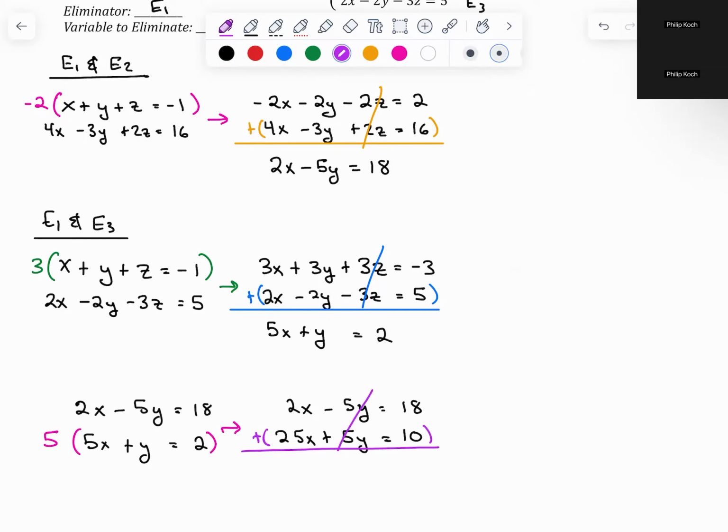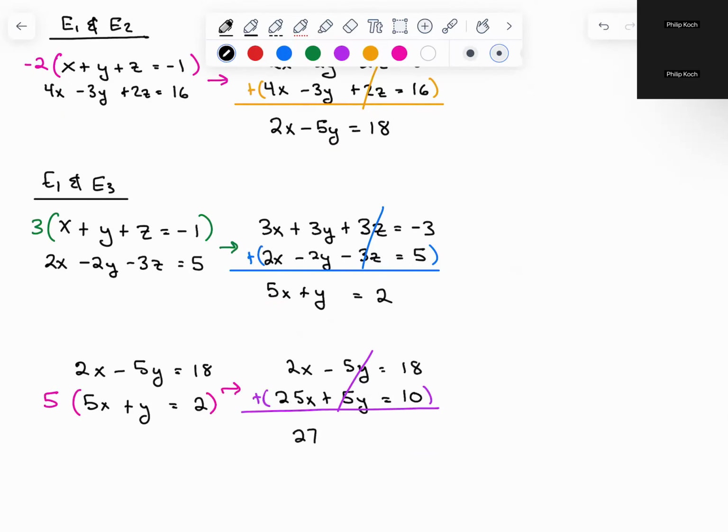And the 5y's cancel. And we end up with 27x is equal to 28, leading us to x equals 28 over 27. Now, if this was me on an exam and I got this, I would be very, very skeptical of my work at this point, because that's not a nice fraction or a nice number. Doesn't mean it's wrong. Thomas is exactly right. It doesn't necessarily mean that it's wrong, but I would definitely, after solving the rest of it, check all of my answers.